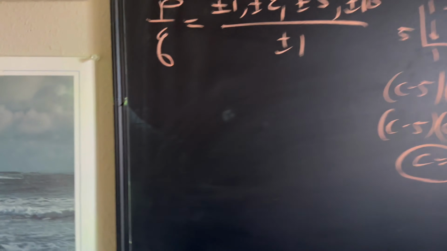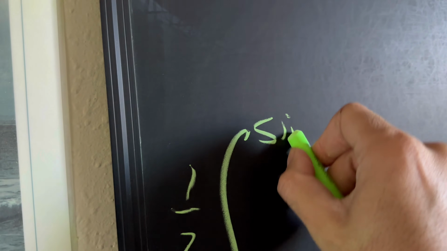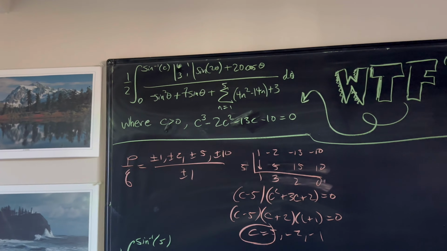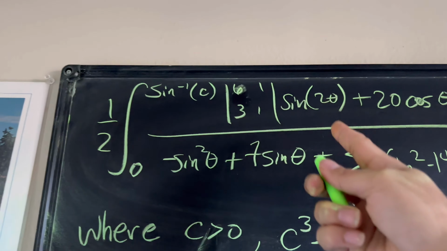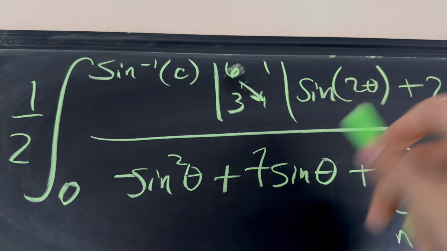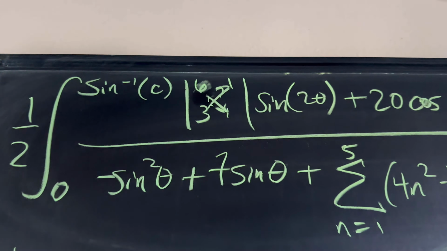Now as we go ahead and write this, I'm going to have 1/2 times the integral from 0 to arcsine of 5, and then I'm going to try to start solving some things. This right here is the determinant. So how do you take the determinant? Remember, we do 6 times 1, which is 6, minus 3 times 1, which is 3. So 6 minus 3 is going to be 3.